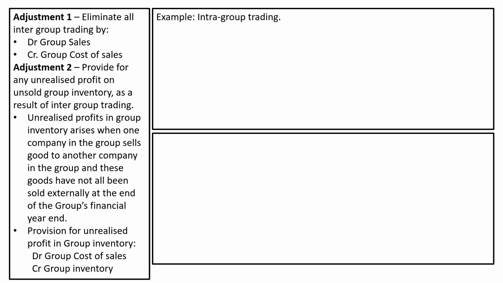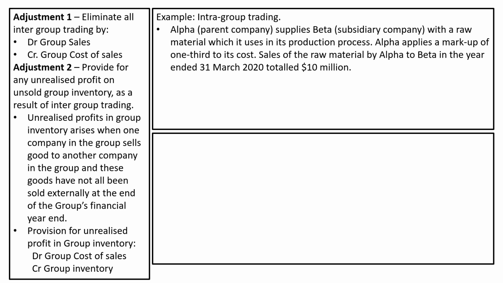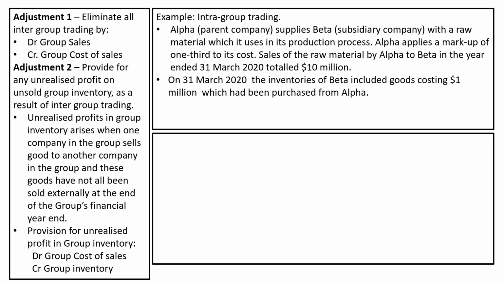Let's look at an example of intergroup trading. Alpha, which is the parent company, supplies Beta, which is a subsidiary company, with the raw material which it uses in its production process. Alpha applies a markup of 1/3 to its cost. Sales of raw material by Alpha to Beta at the year end was 10 million. On 31st of March 2020, the inventories of Beta included goods costing 1 million, which had been purchased from Alpha.